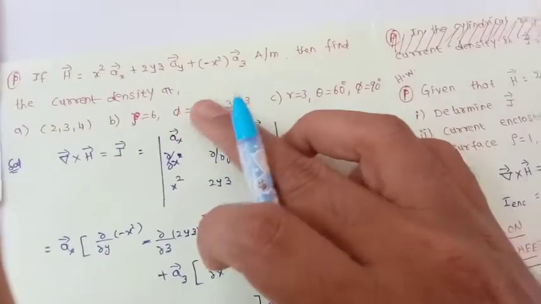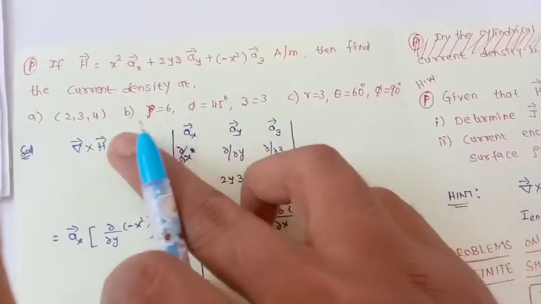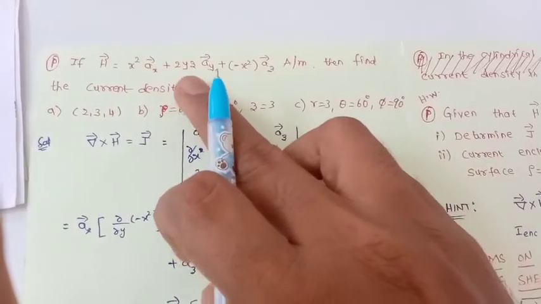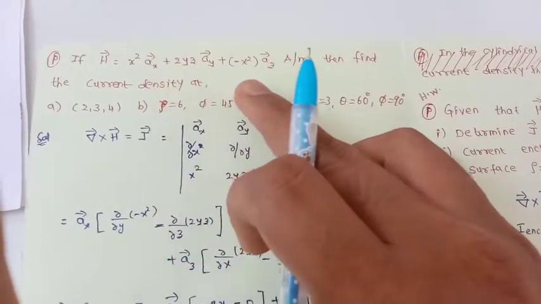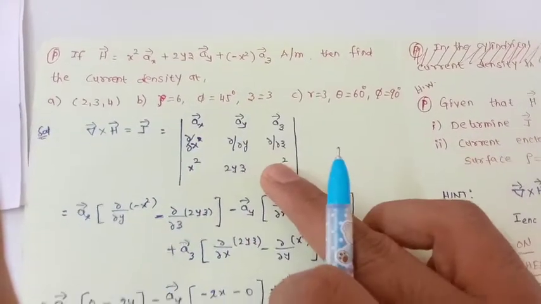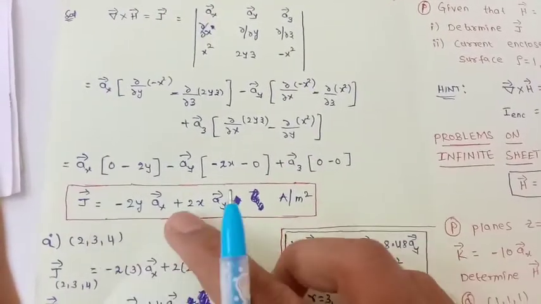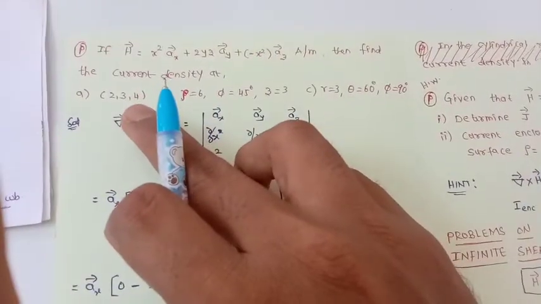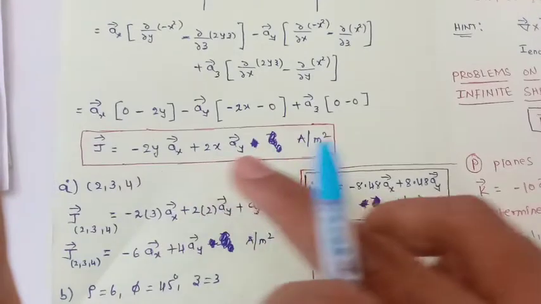Now coming back to the problem, if the magnetic field intensity is given, then we have to find the current density at this point. See, it is in the Cartesian coordinate system, circular cylindrical coordinate system, spherical coordinate system. That's why, first of all, I found the current density by using this formula. Since the magnetic field intensity is given in the Cartesian coordinate system, I have determined this in the Cartesian coordinate system. Is it clear? This is the current density in the Cartesian coordinate system. The units are ampere per meter square. Is it clear? Now we have to find the current density at this point and at this point. But remember, the current density is in the Cartesian coordinate system.